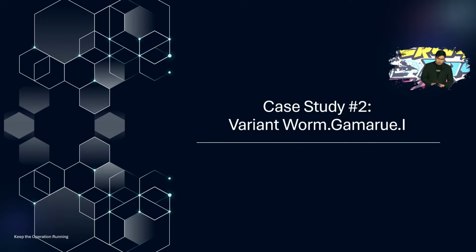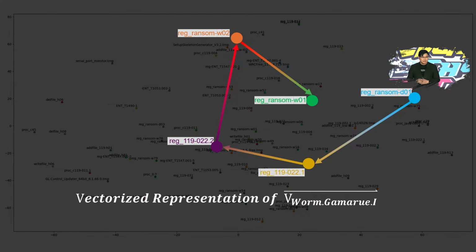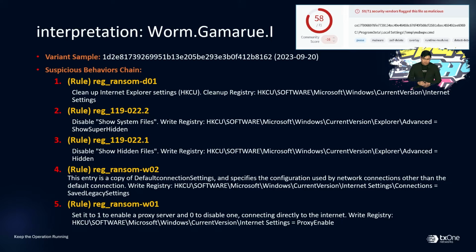And for case study 2, there is another variant, but with a different behavior chain. And also we can get the representation for this, mapped to the behaviors. And we know what kinds of behavior layers, like registry ransomware behavior, such as cleaning up the registry, or writing the registry to make Explorer change the Internet settings, or enable the proxy. So we can identify this as malware, and we know what kinds of behavior are there.